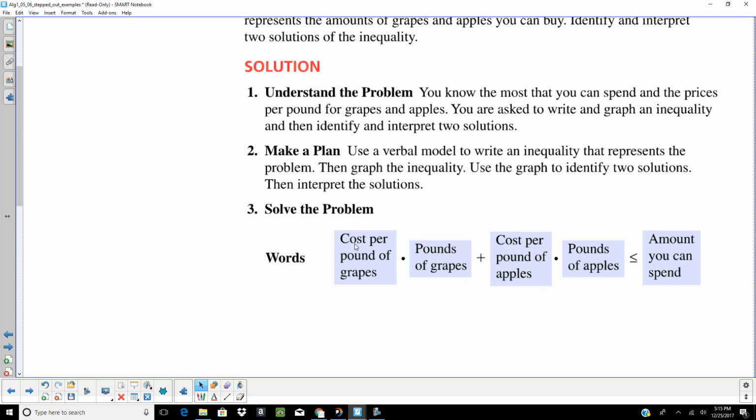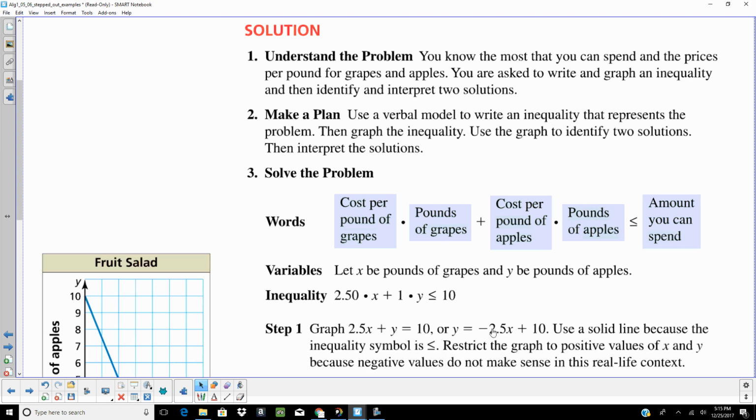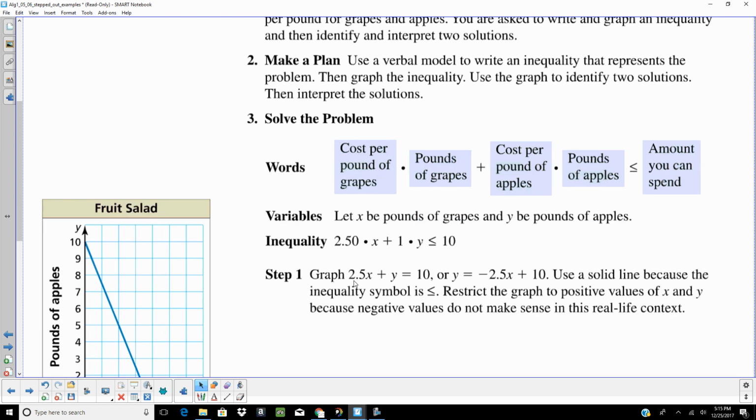So if I were to think about this, the cost per pound of grapes times the number of pounds plus the cost per pound of apples times the number of pounds has to be less than how much I can spend. Less than or equal to. So X is my grapes, Y are my apples. When I do that, I get 2.5x plus y equals 10. Or if I put that into slope-intercept form, negative 2.5x plus 10.